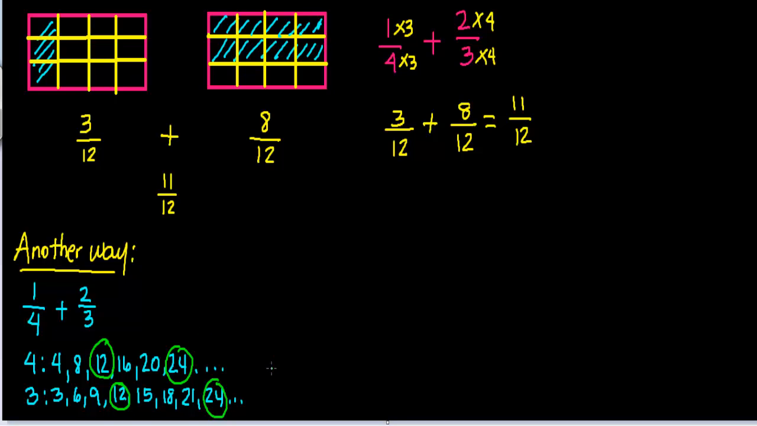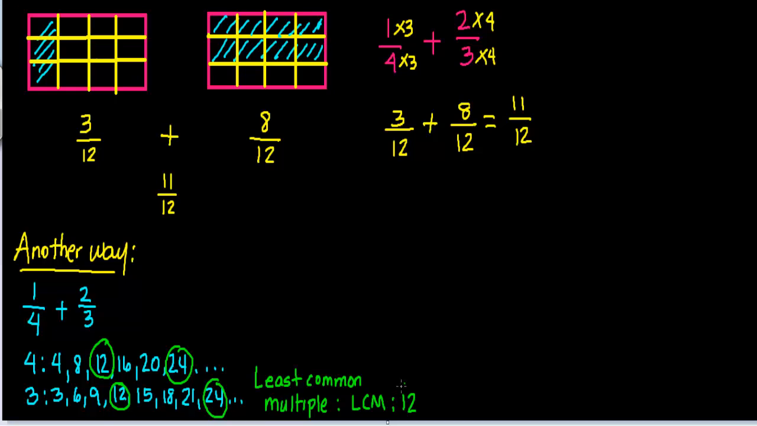But in this case, I'm only interested in the least common multiple. And we abbreviate this like this, least common multiple. That means the smallest common multiple. In this case, our smallest common multiple is 12.